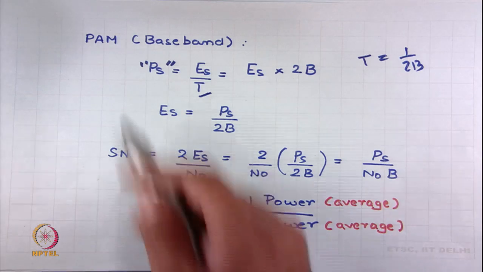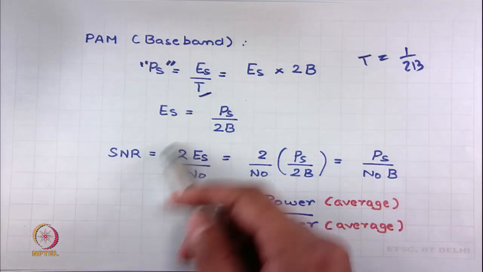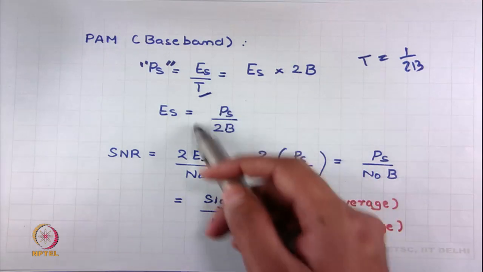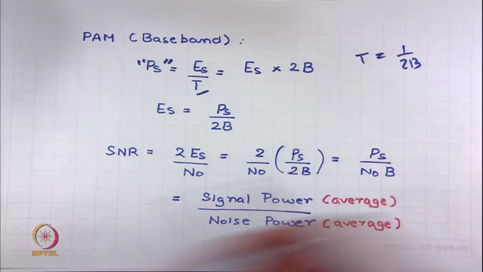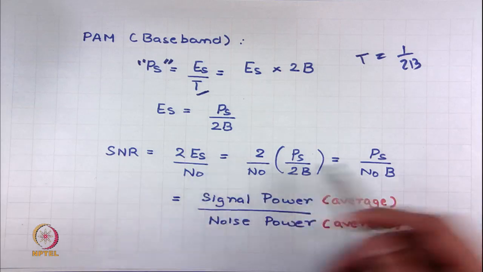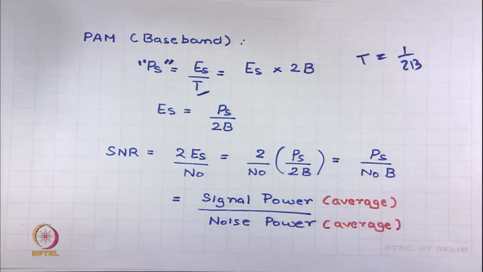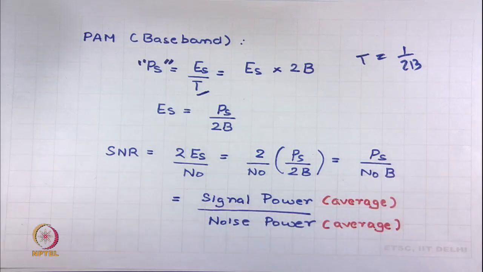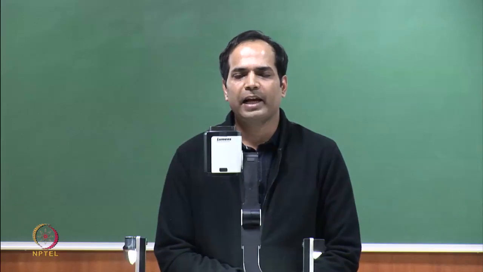So for PAM at baseband, signal to noise ratio is 2 Es by N naught. Es can be substituted as Ps by 2B. From that we get signal to noise ratio as Ps by N naught times B. Ps is the signal power, or average signal power, and what is this N naught times B? It is the noise average power. This we have seen: if you pass noise through a filter with a bandwidth B, the output noise power is N naught times B.